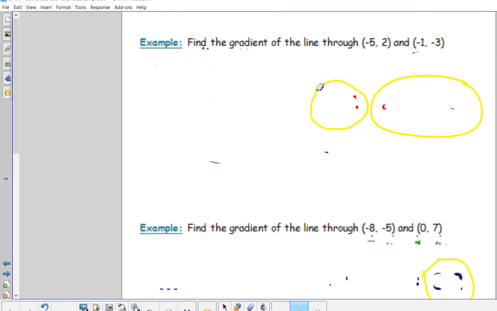Let's do some more of that so we can remember the formula. Find the gradient of the line through these 2 points. Feel free to pause and try it yourself first, and then check with my answers. So assuming you've tried it yourself first, you might forget the formula on the previous page, so here it is. Gradient, little m, equals y2 minus y1, the rise, over x2 minus x1, which is the run.